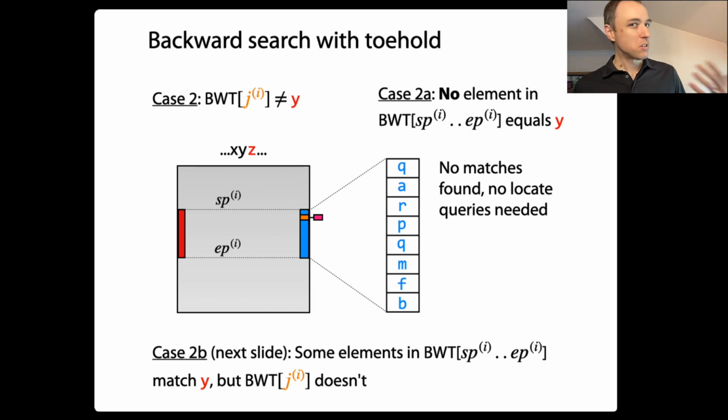But case 2b, which is much more interesting, is the case where our range did have some characters that matched the next character in the pattern. It's just that the particular row that we were tracking failed to match the next character in the pattern.